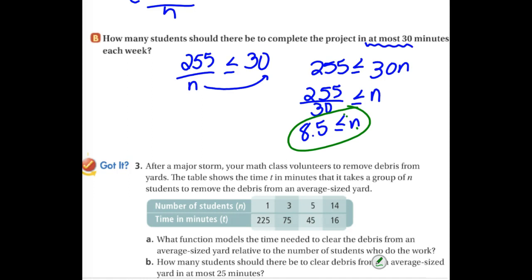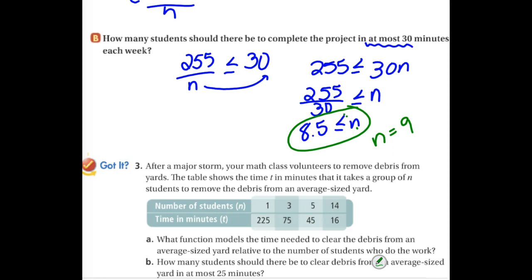I have to round this up to 9. Because if I have 9 kids, the job's going to get done faster, right? 8 kids isn't enough. I needed 8.5 kids to get it done in 30 minutes. Since I can't have a half, I have to go up to 9 kids. Does that make sense? Then they'll finish it a little less than 30 minutes, which is okay. We just don't want to go above it. Does that make sense?